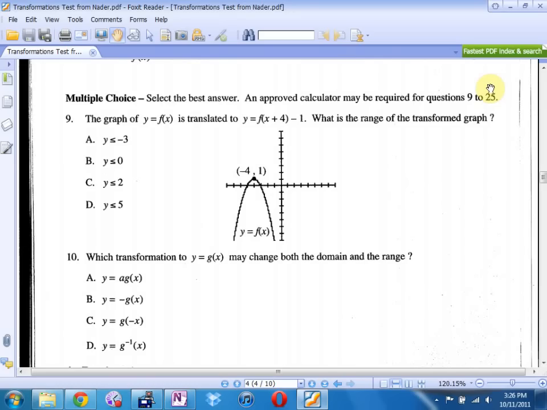Here's a nice little twist. Number 9. In fact, this one's worth flipping.